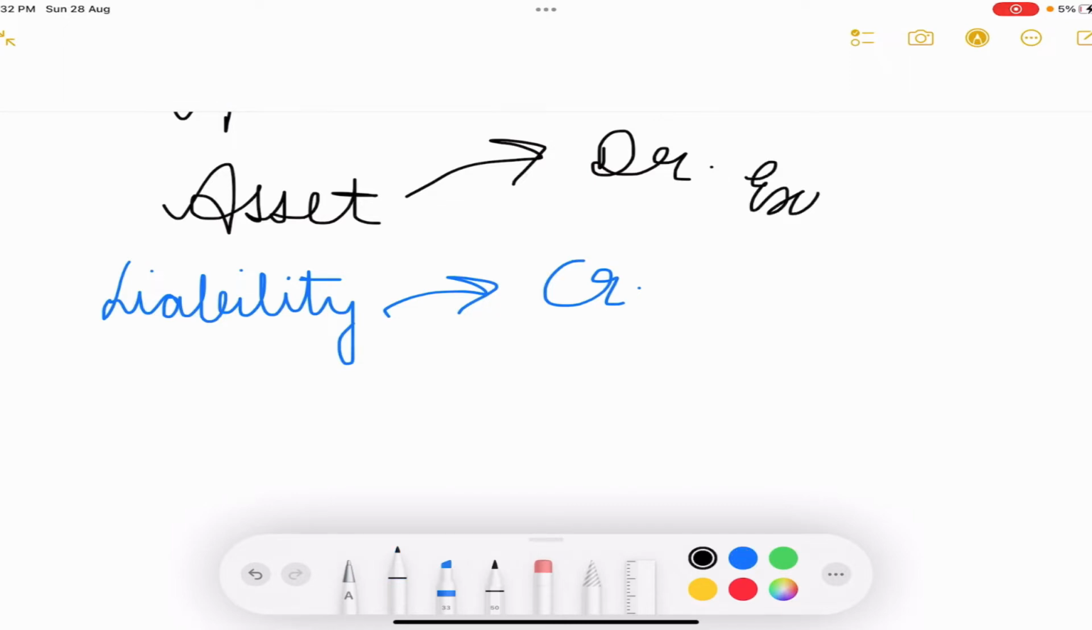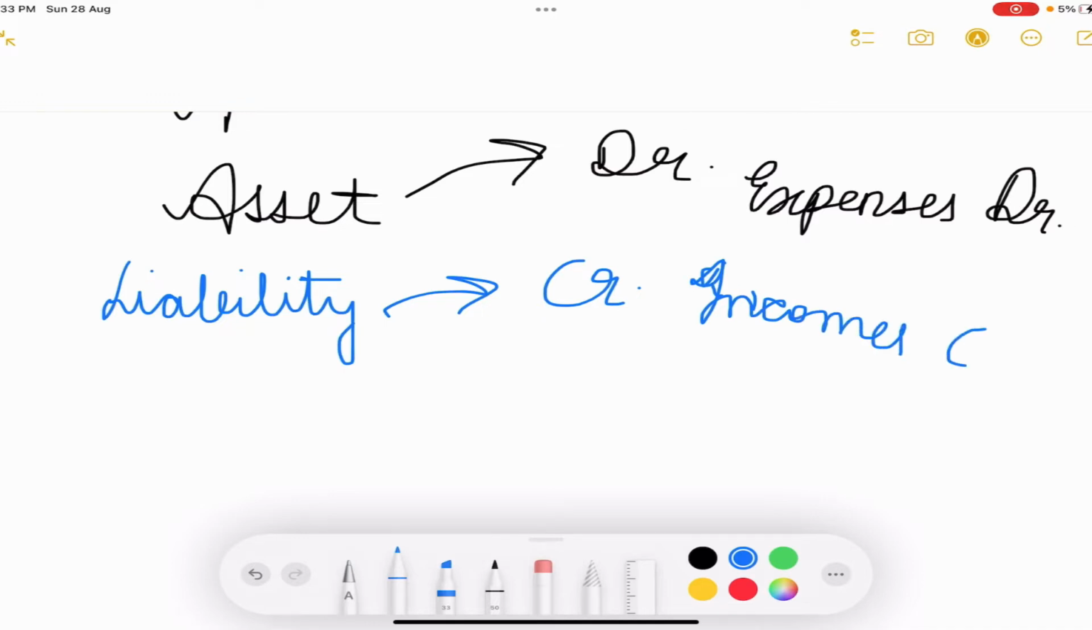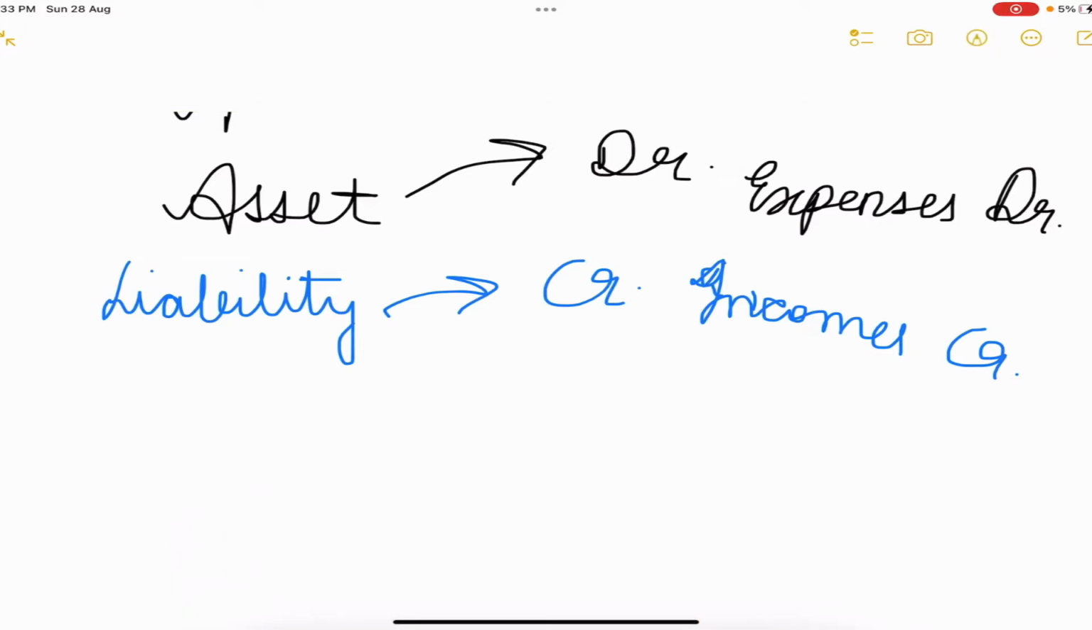Now when you think about what else, expenses and assets always come together. Even the expenses get debited. And when it comes to liability, even incomes are having credit balance. Now let's discuss them one by one. Just keep in your mind that assets and expenses always come together, liabilities and incomes always come together.